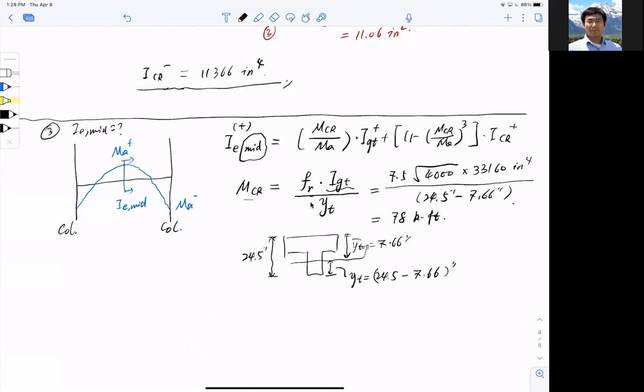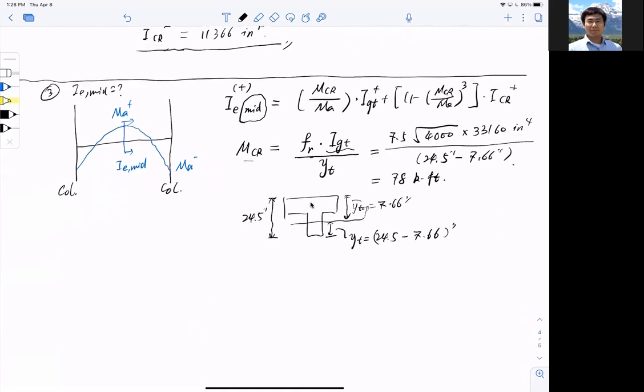Not too bad, right? Okay, pay attention. Again, here we're talking about middle span. So now the MA here should be also positive MA, okay? And that number is given, which is 162 kip foot.